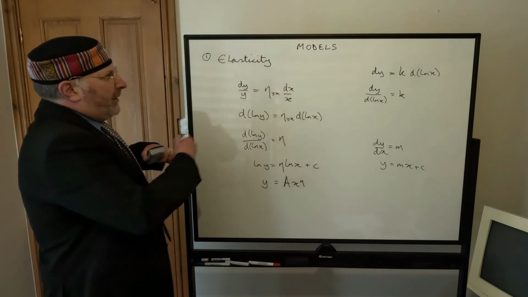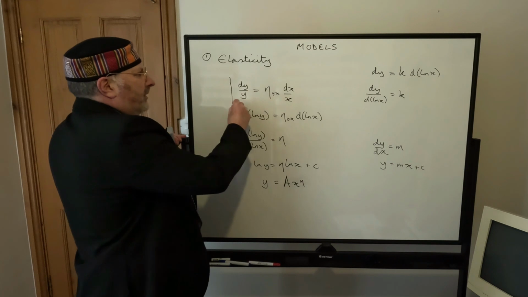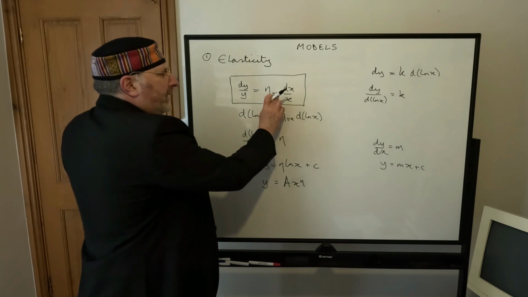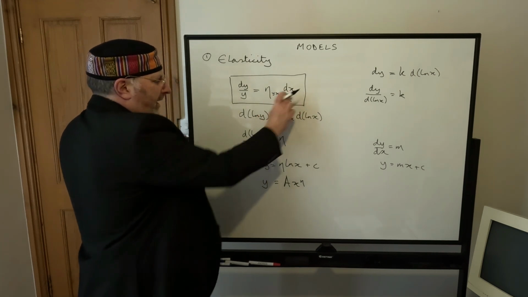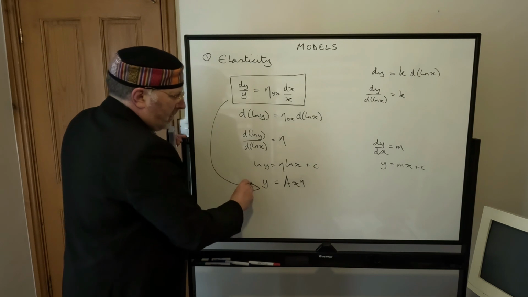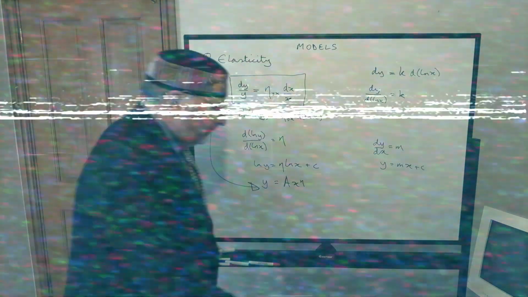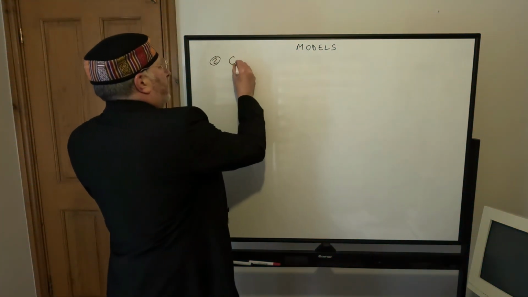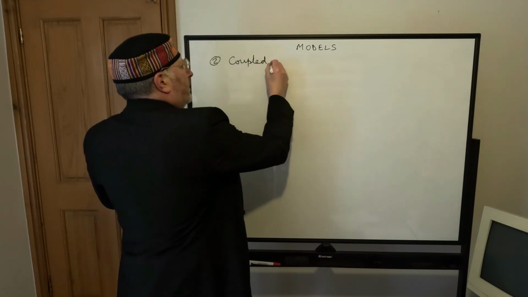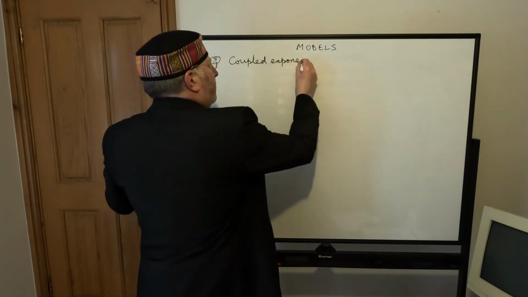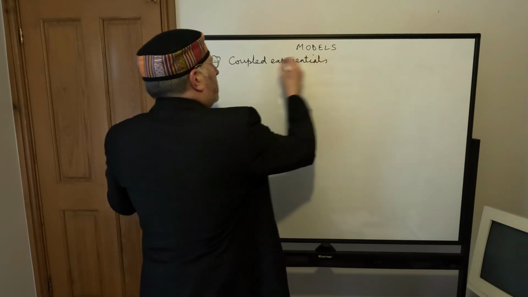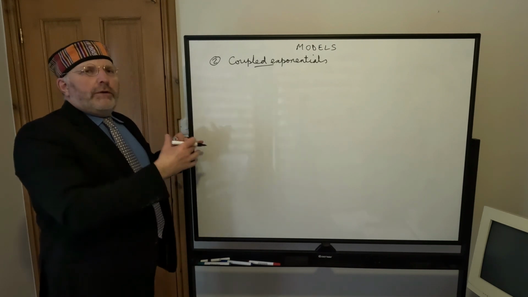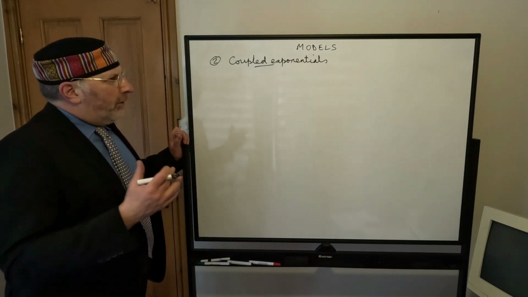So anyway, the basic point is that if the percentage change in one variable is proportional to the percentage change in the other variable, then we've got a power law. Now, our next example is just a little bit more involved. It's that of coupled exponentials. So we're going to have two variables that obey exponential laws, and then when we put them together, it results in a power law. So let's see how that works.